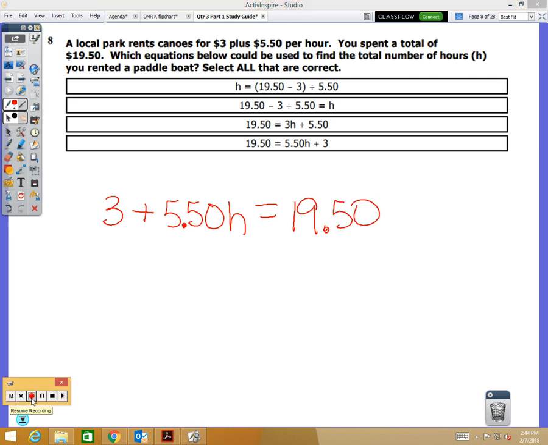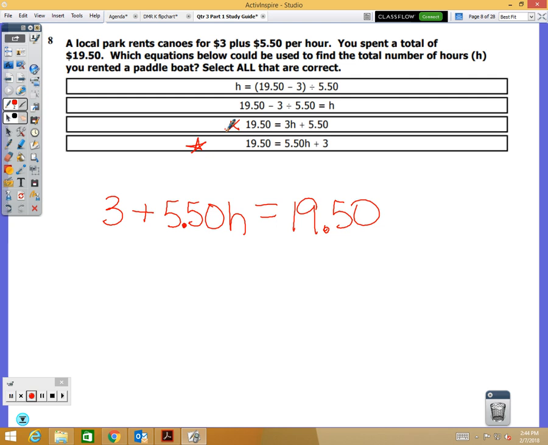Now, if I was going to write out the equation, this is how I would write it. Notice that it's not any of the options that are up here. So I started going back through looking for things that looked like mine. And I noticed that this one right here looked just like mine, except that the two sides were flip-flopped. But I paid attention to the fact that this 5.50 was next to my H. Whereas in this one right here, the 3 is next to the H. It's not $3 an hour. It's $3 regardless. And then $5.50 for each hour.